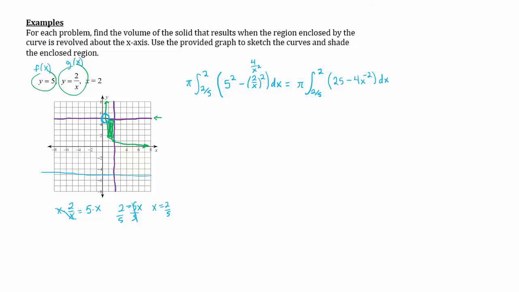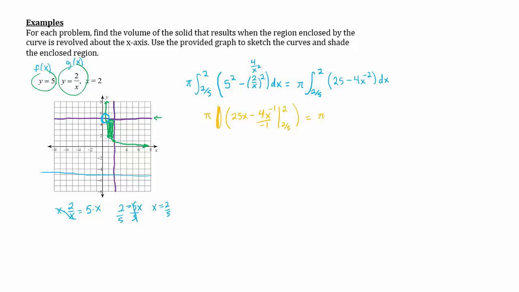Speaking of the power rule, let's use the power rule to solve this integral. We're not going to have the integral, we're solving the integral. We're going to have pi, and that's 25x, because if it doesn't have an x, it gets an x, minus 4x, we add a power and get negative 1. We divide by that power and get negative 1 again. So this is from 2/5 to 2.